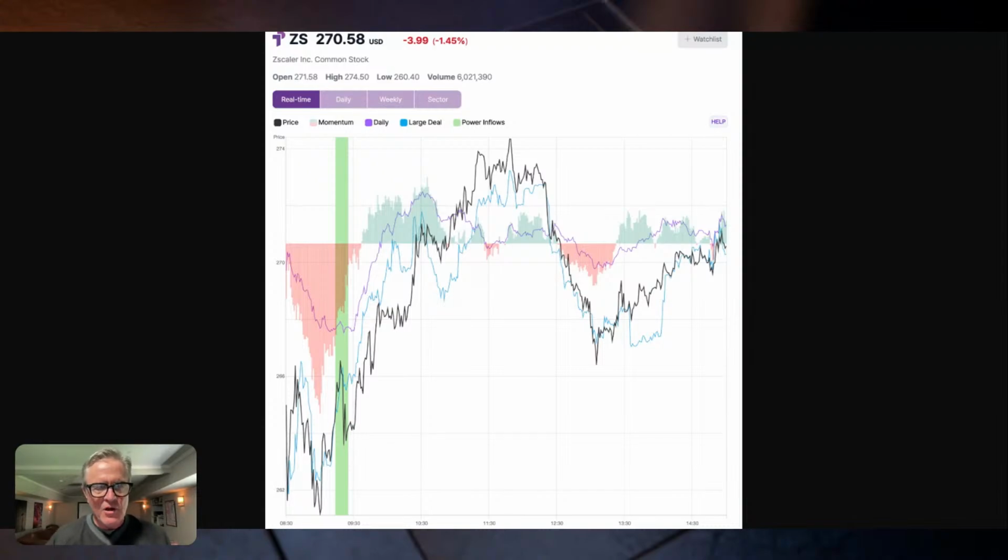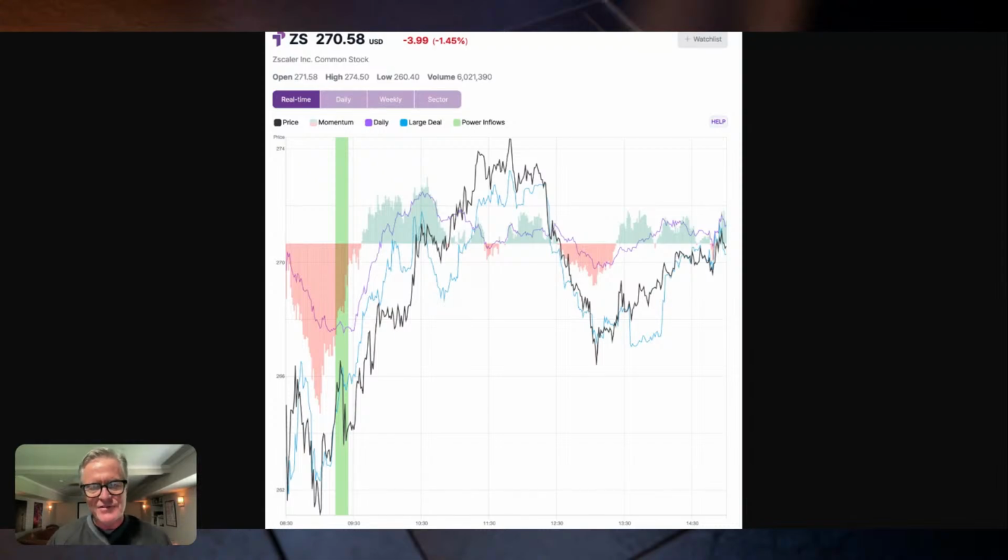And you can also utilize the large order flow, the blue line, to give you an indication of, maybe I should sell at this point in time. Now, we don't have a signal that is like the power inflow for selling, but I think if you follow this over time, you'll see that the large order flow is a pretty good indicator of what's going to be happening with the stock at any given time. So that's really what I wanted to point out today.